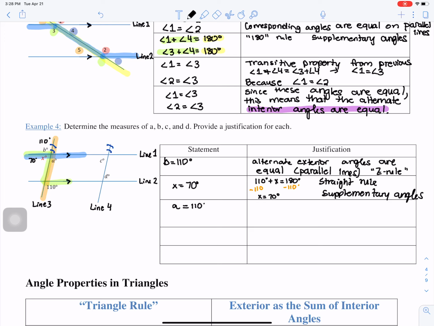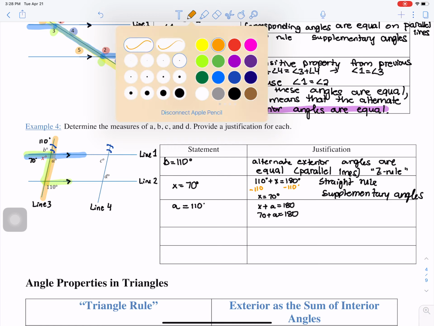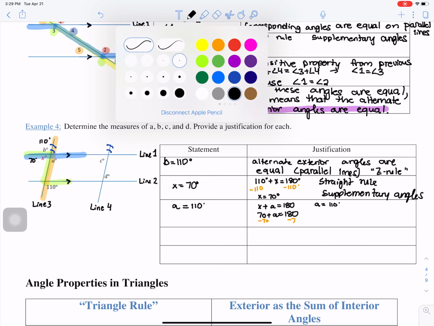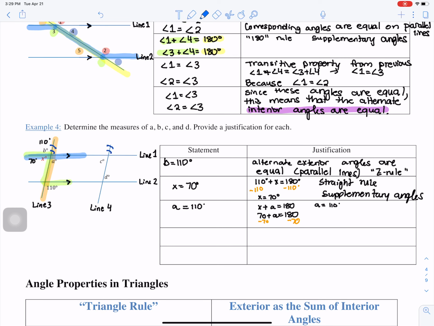I kind of worked that out in my head, but I know that X plus A equals 180. X is 70 degrees, so 70 plus A equals 180. I subtract 70 on both sides. So minus 70 minus 70. So A is equal to 110 degrees. And again, you can use the justification that they are supplementary angles if you'd like to use the fancy one, or you can call it the straight line rule or the 180 rule. So supplementary angles.